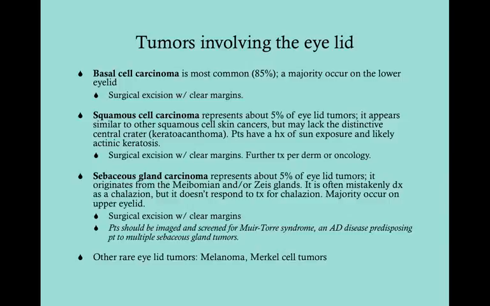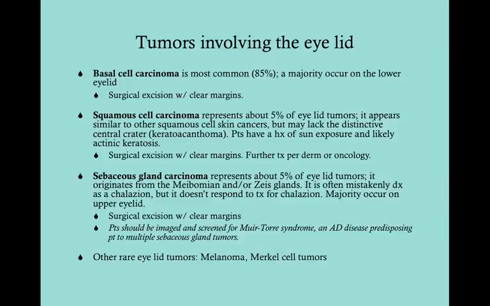and so usually these patients will need further treatment. Sebaceous gland carcinoma makes up about 5% of the eyelid tumors as well, and these, as you can imagine, originate from meibomian and or Zeis glands. It's often mistakenly diagnosed as a chalazion, but it wouldn't respond to treatment for a chalazion, and the majority occur on the upper eyelid. Again, here you're going to do surgical excision with clear margins.